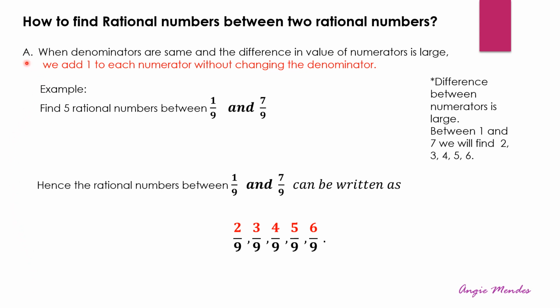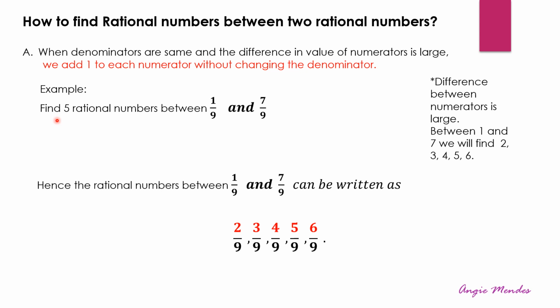The first case is when denominators are same and the difference in value of numerators is large. So when denominators are same and the difference in value of numerators is large, we add 1 to each numerator without changing the denominator. Let's take an example.